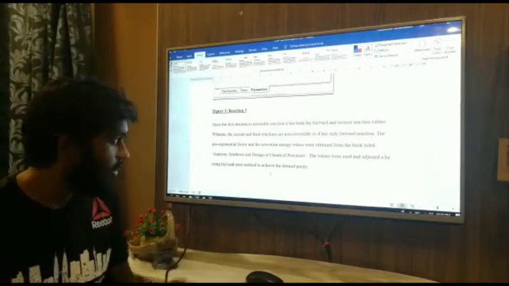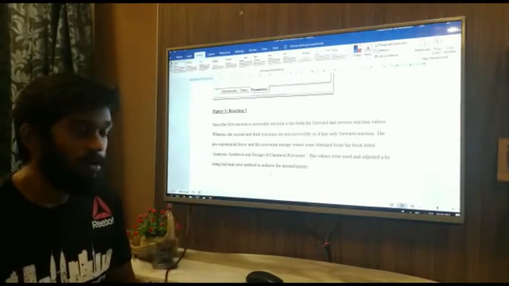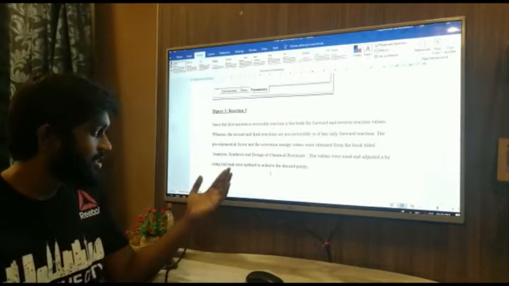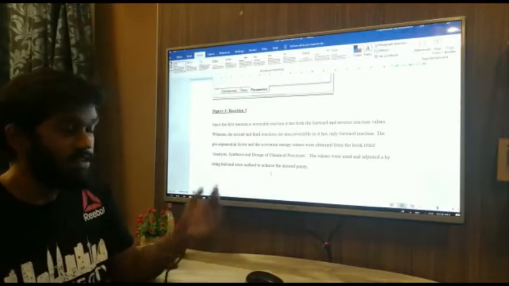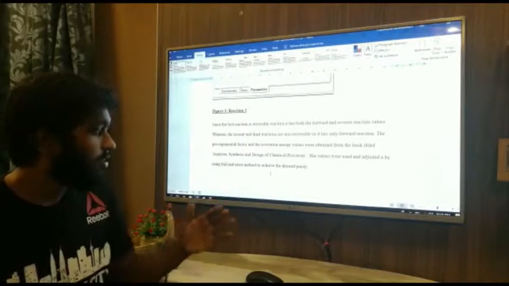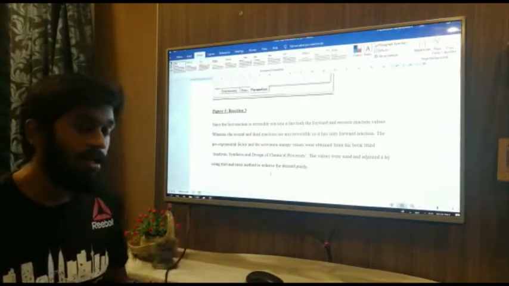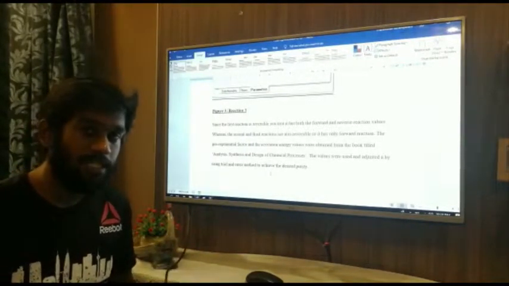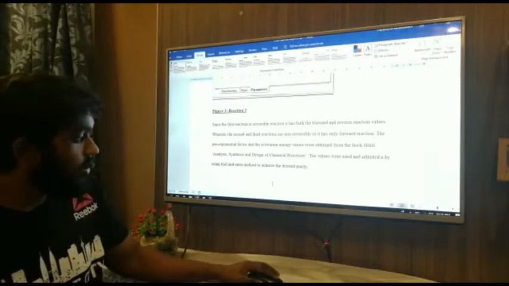The pre-exponential factor and activation energy values were obtained from the book titled Analysis, Synthesis and Design of Chemical Processes, which is available in our UCSI library. The values in this book were used and adjusted by the trial and error method, and also with advice from our seniors and other lecturers.